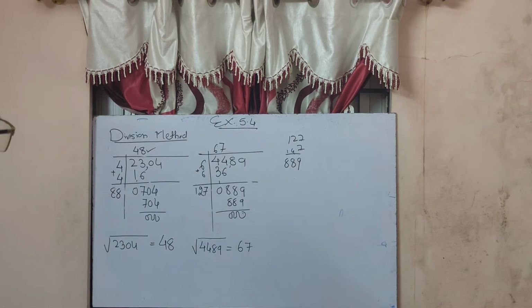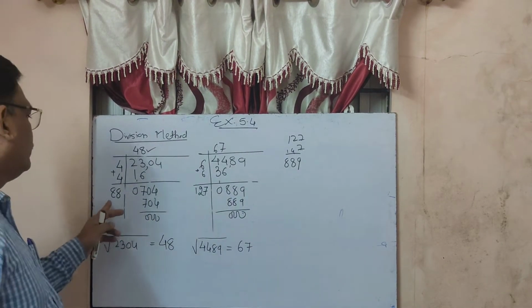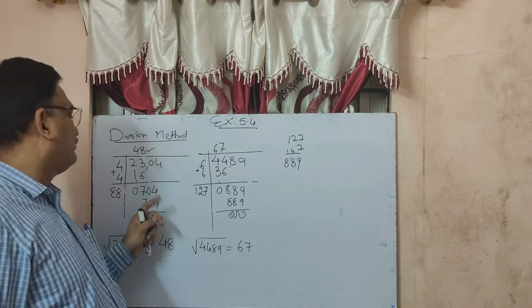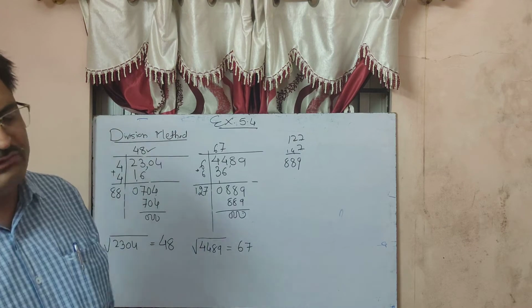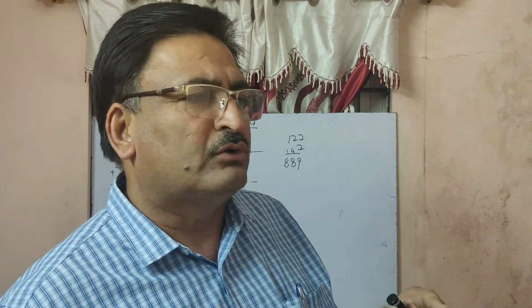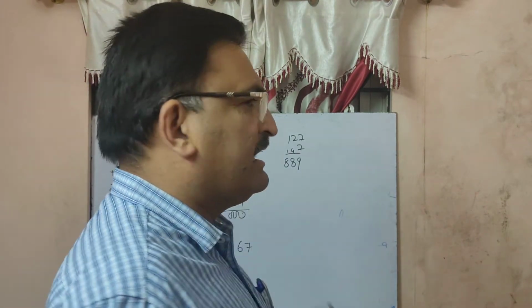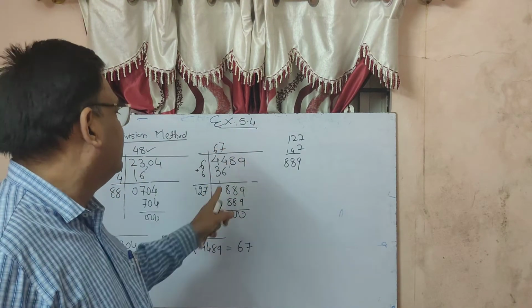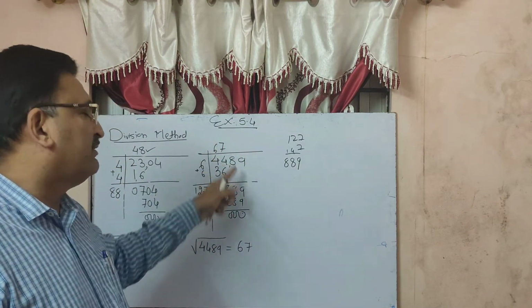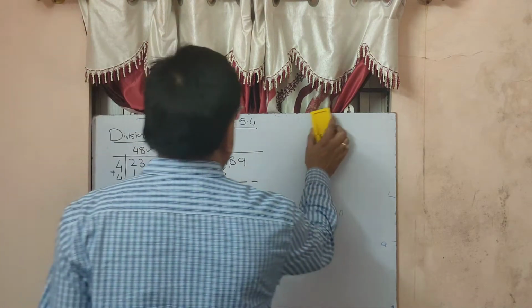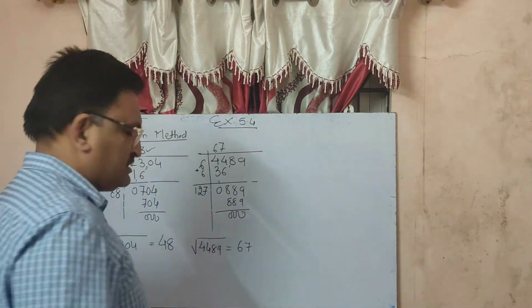You need to remember, whatever number you are writing here, the last digit is 9. If you want to get 9, what into what is 9? 3 into 3 is 9, 7 into 7 is 49. 3 is very less, so you can try 7. So that is the way. This is common sense, and you have to use common sense in mathematics very much.